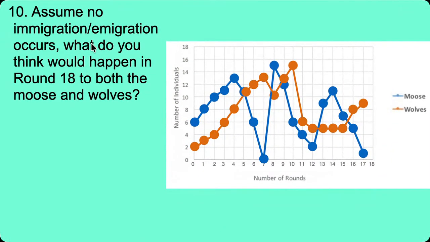And now assume no immigration or emigration occurred. What do we think is going to happen after this? Oh, it is not going to be good. If we have one moose, it's not going to be able to asexually reproduce. So this is definitely going to hit 0 with no immigration or emigration. And that means the wolves are going to have nothing to hunt. They have one moose left. So that means that they are definitely going to both decline.